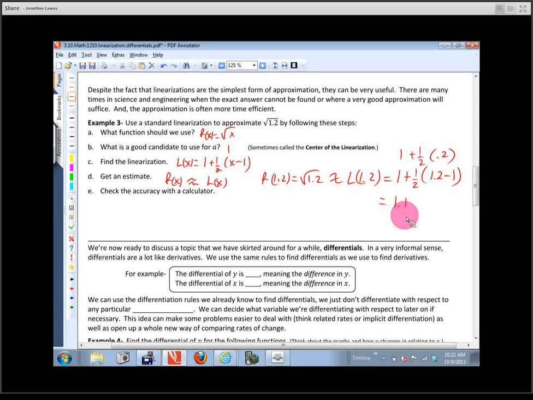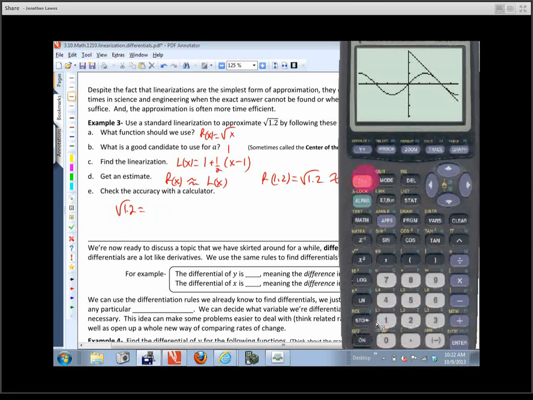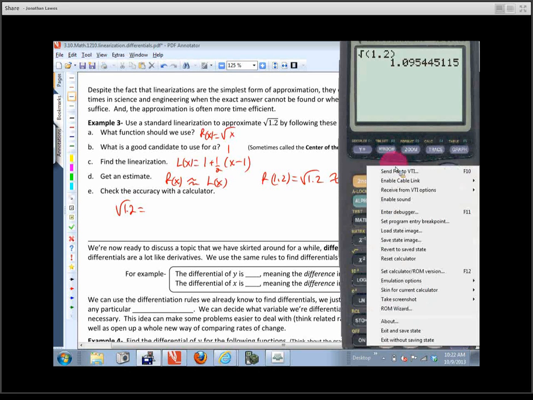So let's string this all together. What we're saying is f of 1.2 is approximately 1.1, or in other words, the square root of 1.2 is approximately 1.1. Okay, now throw that in your calculator. The square root of 1.2 is, I'll just pull it up here, square root of 1.2. 1.095. That is pretty darn close.